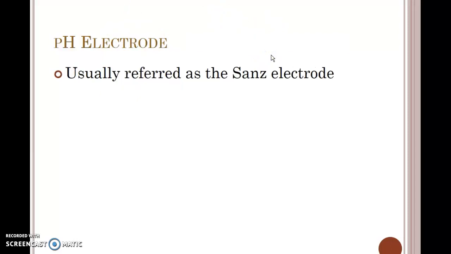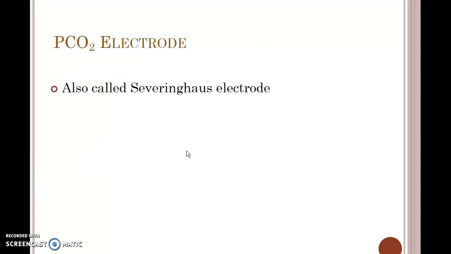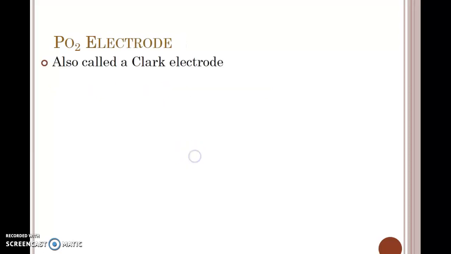All right, the different electrodes that they're going to analyze. The first one, the pH electrode, is going to be referred to as what's called the Sanz electrode. The PaCO2 electrode is called the Severinghaus electrode, and the PaO2 electrode is called the Clark electrode.